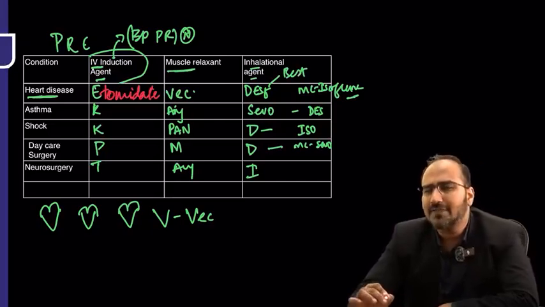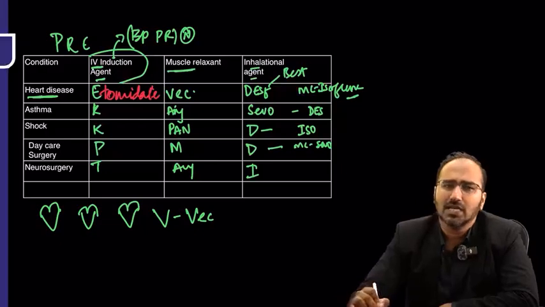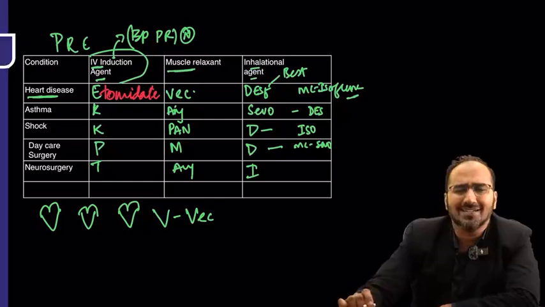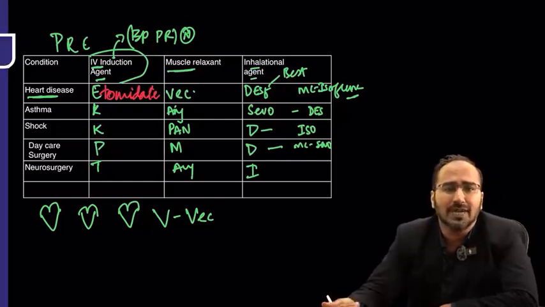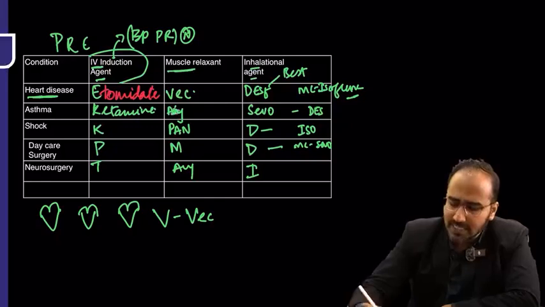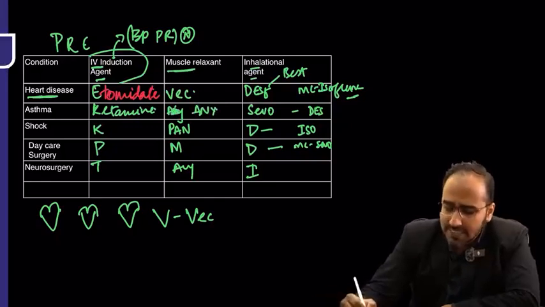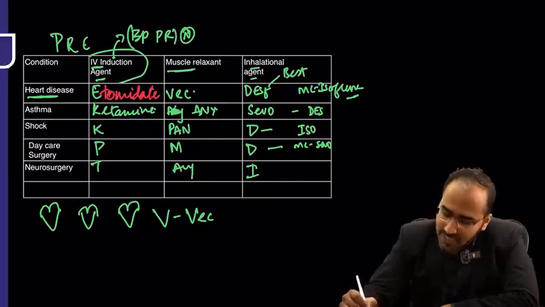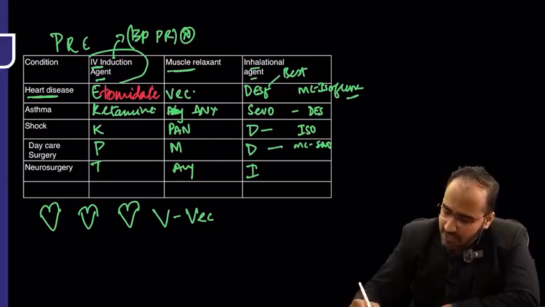Asthmatic patient. If a patient is suffering with bronchial asthma, he is having severe wheeze and is posted for some surgery under general anesthesia, which is the best IV induction agent that will cause good bronchodilation? It is ketamine. Which is a muscle relaxant? Any muscle relaxant could be given over here. Which is the inhalational agent of choice for asthma? The inhalational agent of choice for asthma is what, guys?